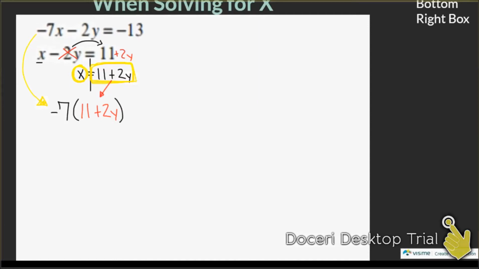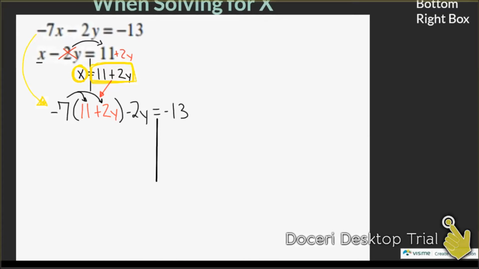Minus 2y equals negative 13. And that's just coming straight from that second equation. Okay? So this one's a little bit longer, but we can still do this. So I'm going to give you a second. I want you to solve for y. So we're going to distribute that negative 7 and see what we get for our y value. Okay, ready, go.